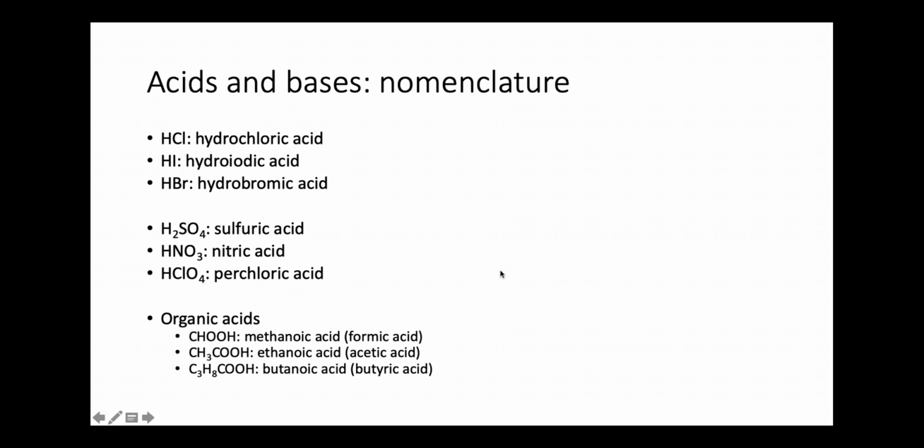And then we have some organic acids containing some carbon. Methanoic acid, also known as formic acid. Ethanoic acid, remember from our chapter on organic chemistry. It has the C double bonded to O and an OH group, ethanoic acid, and that's what we call acetic acid. CH3CH2CH2COOH, butanoic acid or butyric acid.